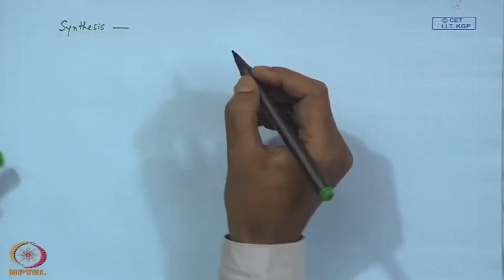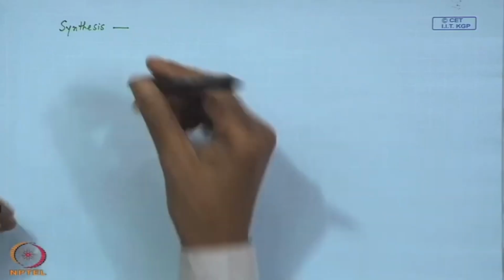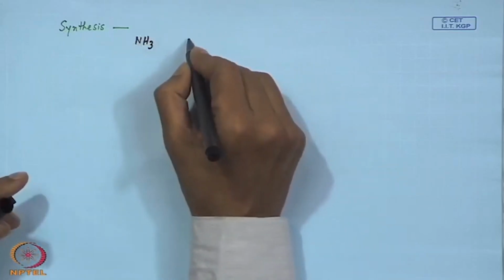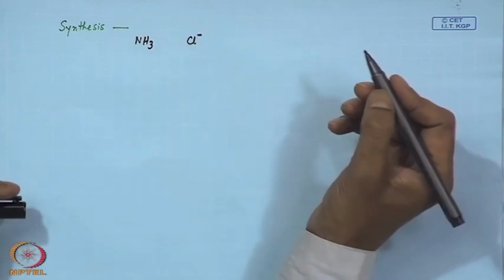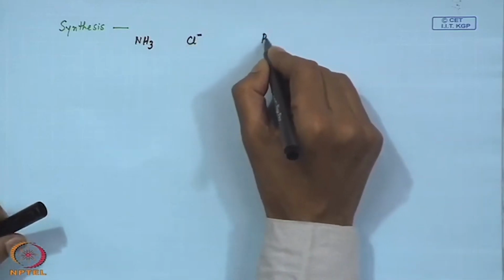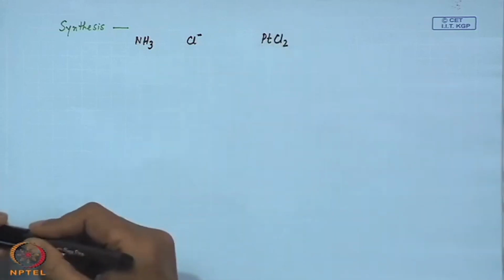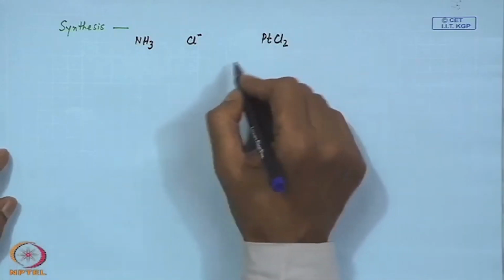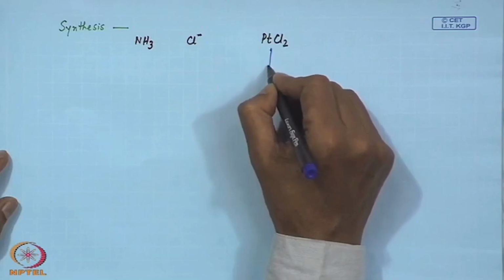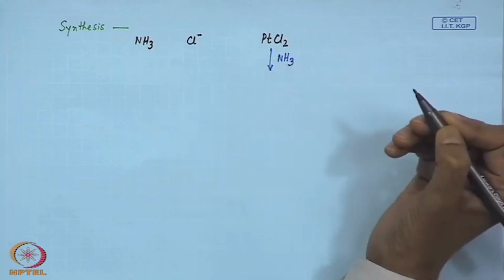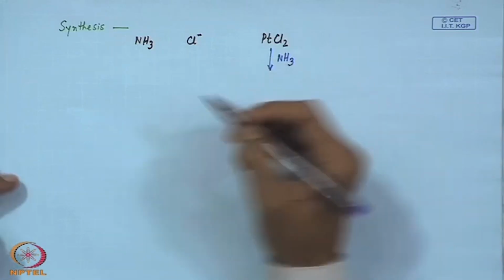So synthesis of these two compounds should definitely be a challenge for us, because we will be playing with two different types of ligand. One is the NH3 group, another is the Cl minus, and the thing is that our starting compound for these two is the corresponding chloride salt. That means the platinum chloride salt we are taking, and we are trying to put this particular ligand.